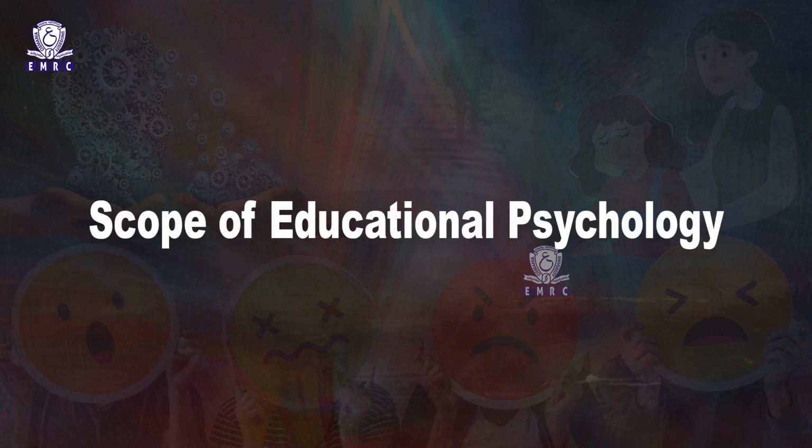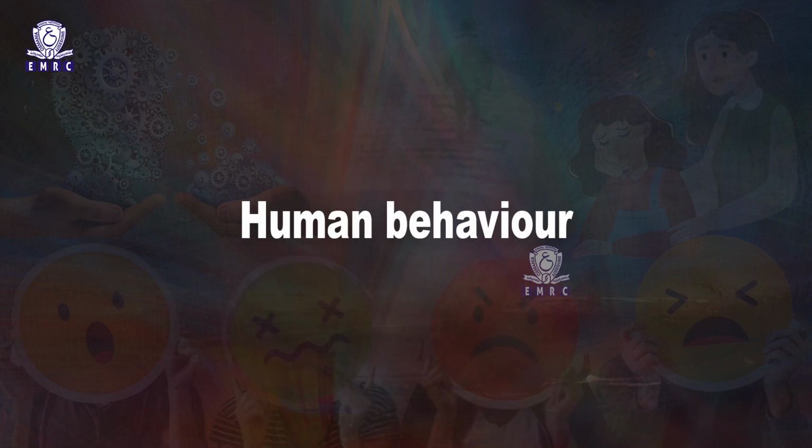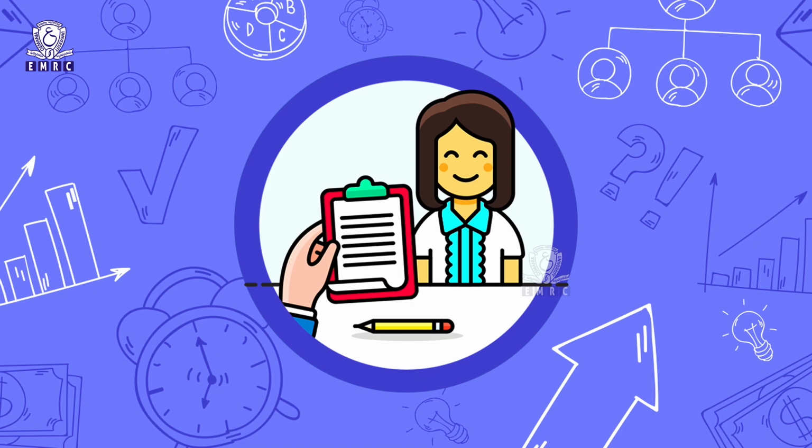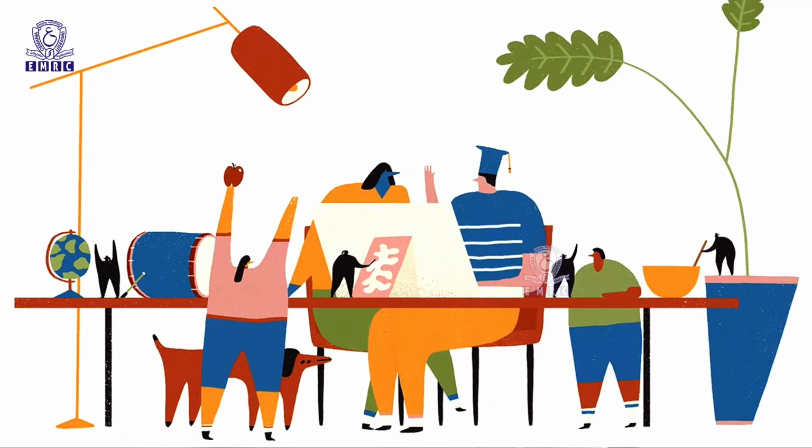Now let us look at the scope of educational psychology. Scope of educational psychology tells us the areas of application. In other words, it can be called the subject matter of educational psychology. In terms of human behavior, it studies human behavior in the educational context. Psychology is the study of behavior, and education aims at modification of behavior. Hence, the influence of educational psychology has to be reflected in all aspects of education.